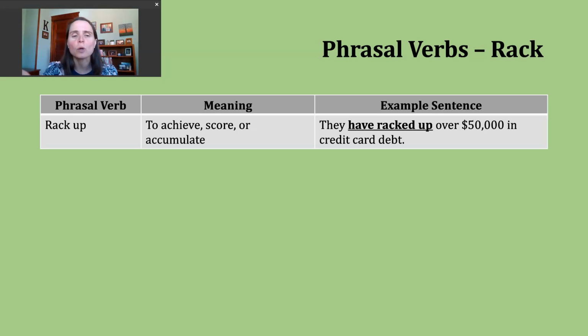Again, meaning they've scored. My example here is going to go to that third meaning of accumulate. So an example of it might be, they have racked up over $50,000 in credit card debt. Right? So they've been using their credit card, spending, maybe making those minimum payments, right? So the debt has built up or accumulated.